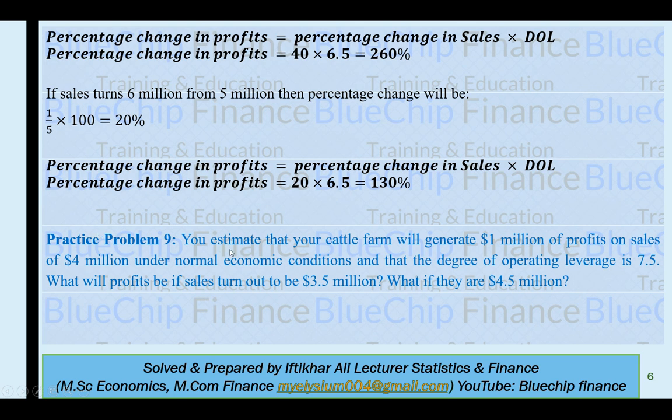Here, another problem is that you estimate that your cattle farm will generate 1 million of profits on sales of 4 million under normal economic conditions, and that the degree of operating leverage is 7.5. What will profits be if sales turn out to be 3.5 million, and what if they are 4.5 million?